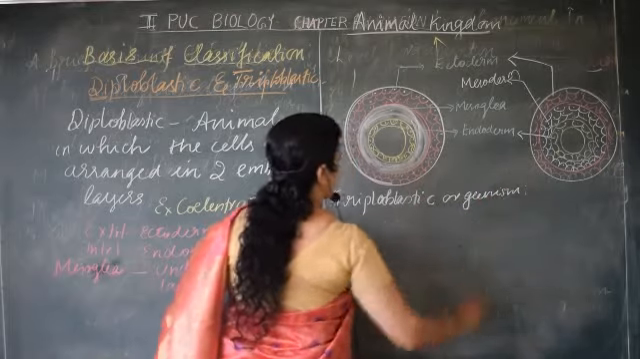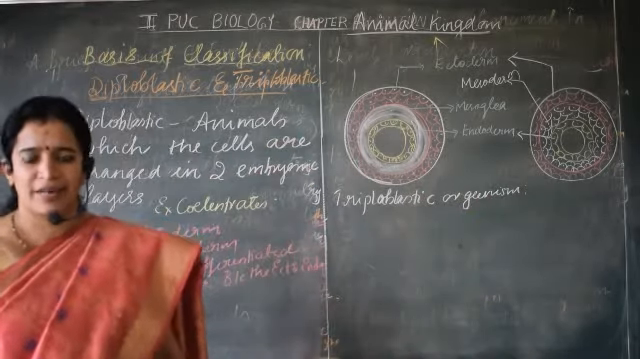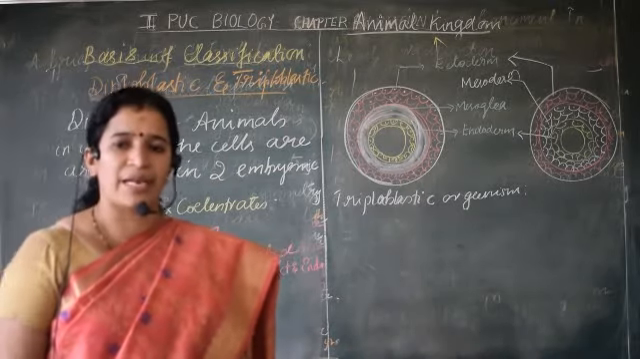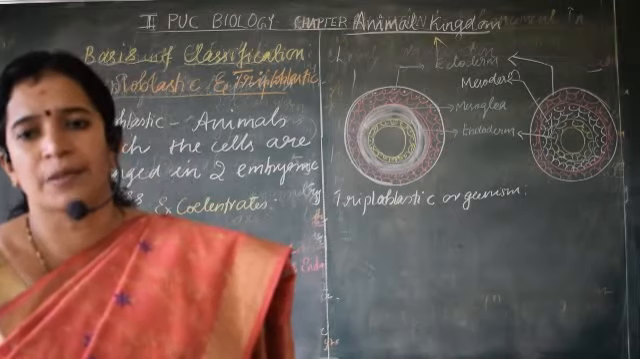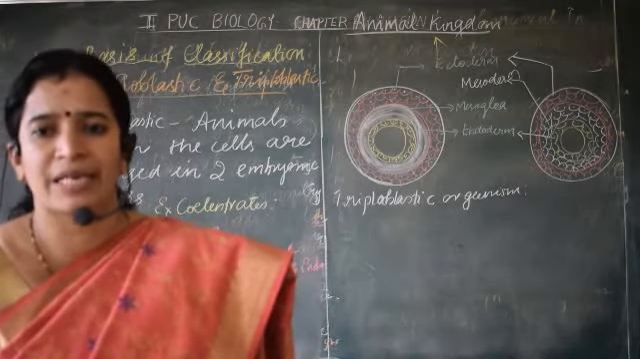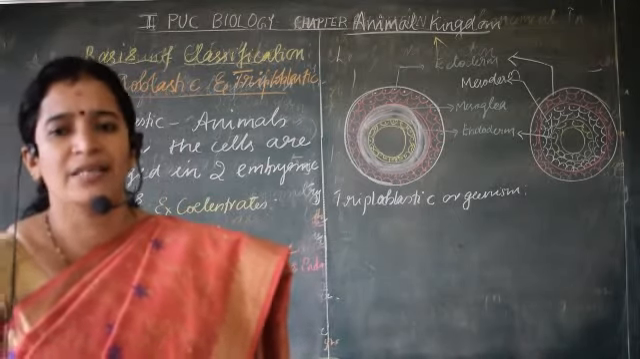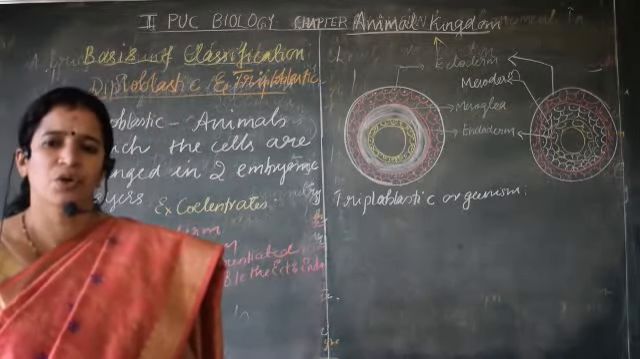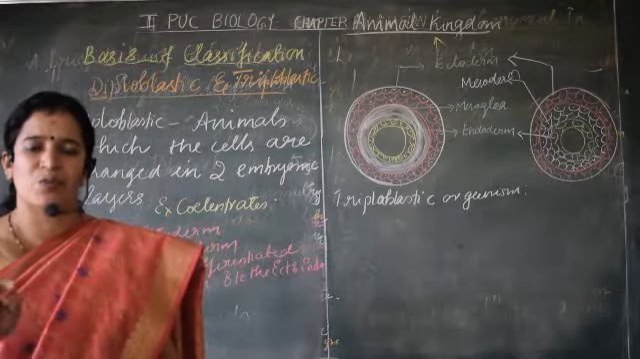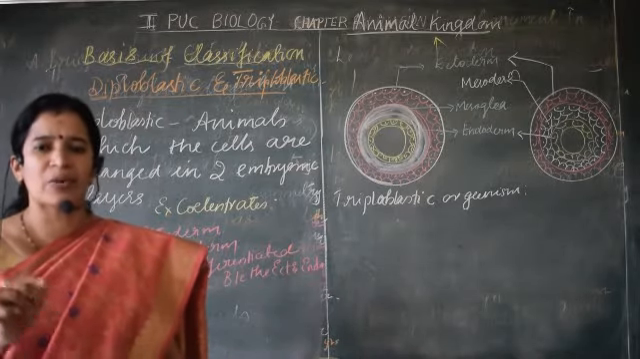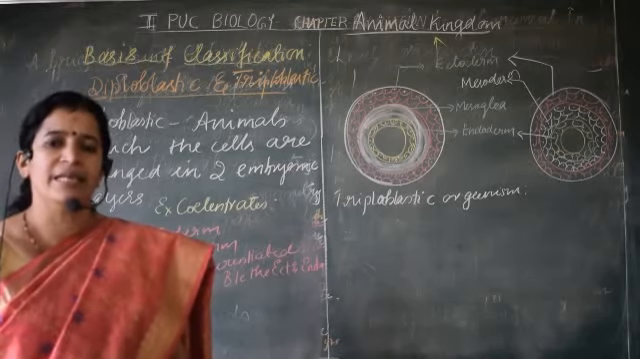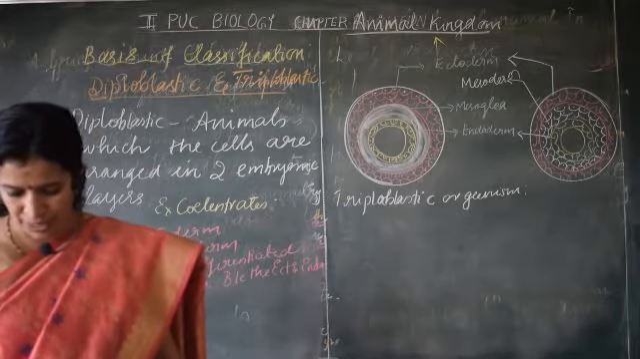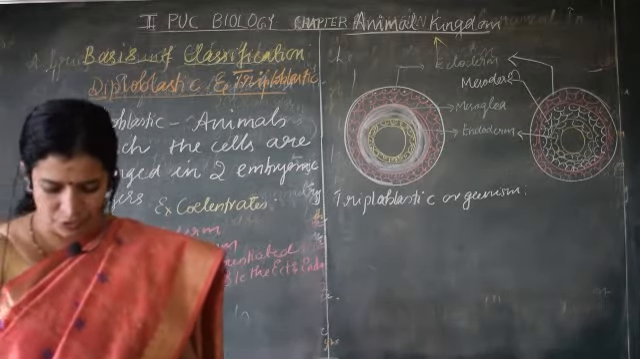Organisms in which the embryo has a 3rd embryonic layer. Otherwise you can write like this also: the animals in which the embryo has a 3rd germinal layer are called triploblastic animals. Example, from platyhelminthes to chordates. All those have the 3rd germinal layer, that is mesoderm. Based on the presence of mesoderm, it is known as triploblastic organization.